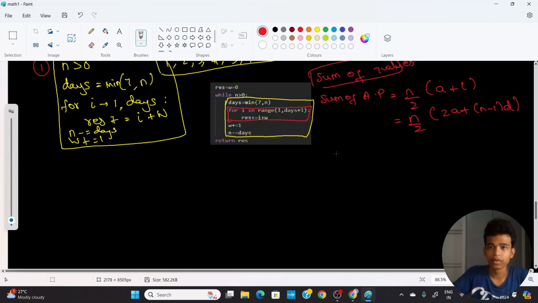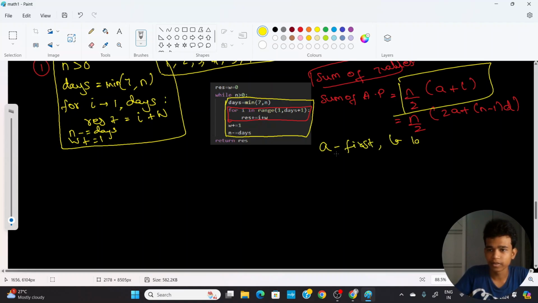Okay, so see here, in this formula, what is a? It is the first term. L is the last term. N is the number of elements. D is the difference. Hope you understand this. Now, in this first formula, we want the last element also, right? But finding the last element here is quite difficult.